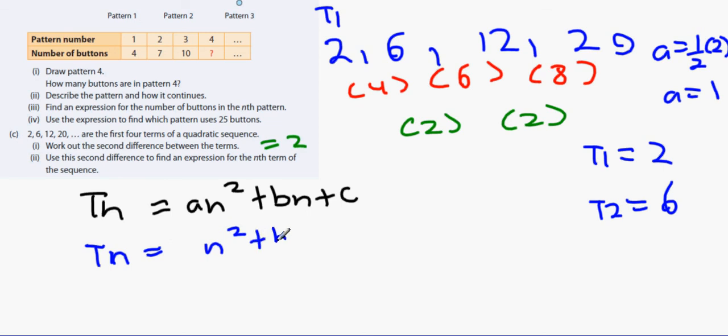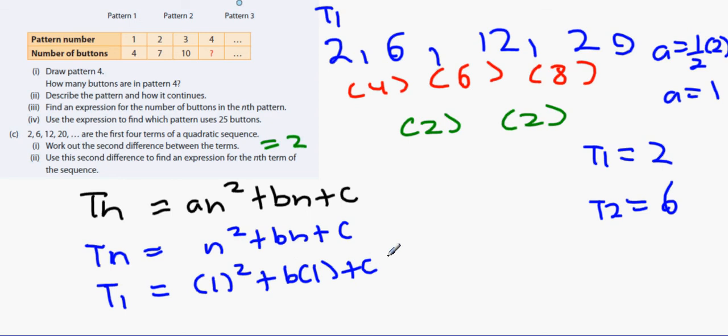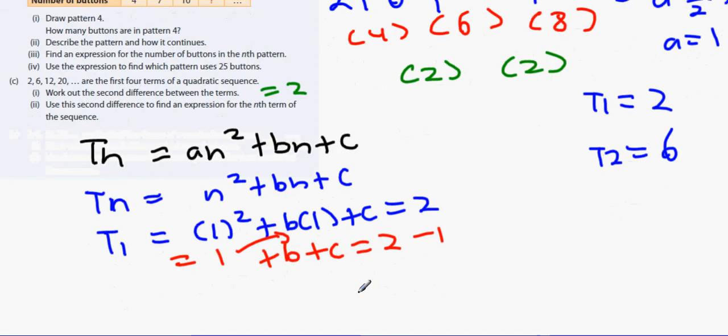T1 therefore is going to be, replace all n's with 1. We're going to get 1 squared plus b times 1 plus c equals 2. 1 squared is 1. So you're going to end up with 1 plus b plus c equals 2. Bring over the 1, becomes a minus 1. And now we know that b plus c equals 1.